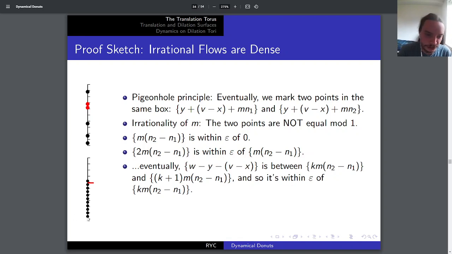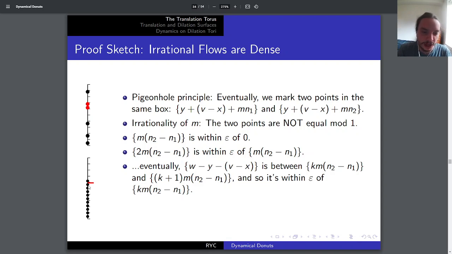So we can look at the picture down here now. I keep climbing up this ladder. So this is m times n2 minus n1. I climb up, climb up, climb up. And every time I climb up, I'm moving up by less than epsilon, right? So I kind of hit every box as I go up. I can never skip a box because then I would have skipped a gap of more than size epsilon.